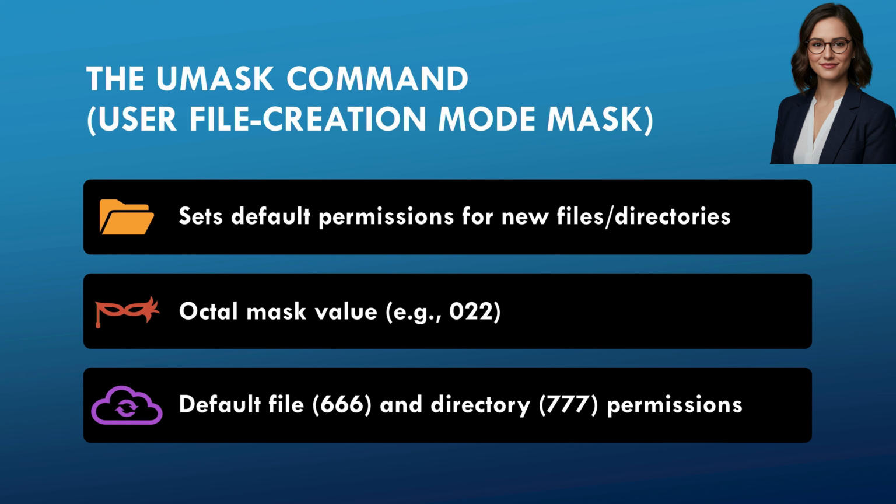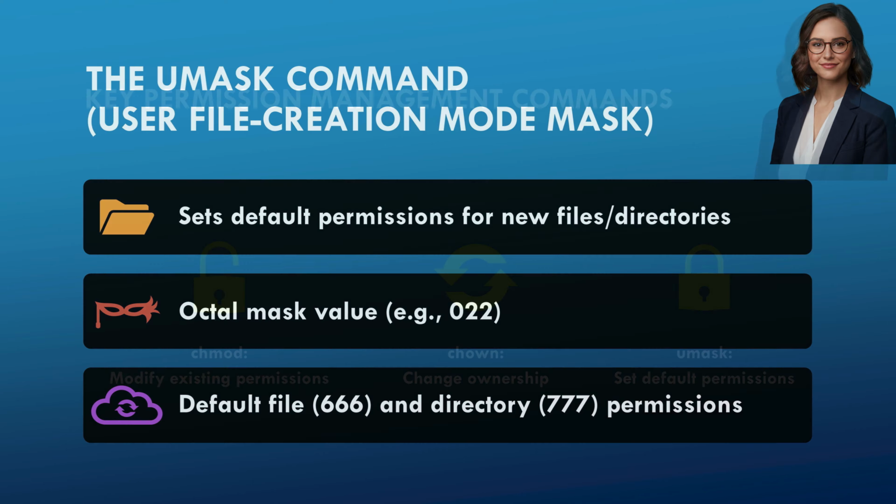The umask value is a 3-digit octal number. For example, a umask of 022 removes write permission for the group and others from the defaults, resulting in new files having 644 permissions and new directories having 755 permissions. You can view your current umask setting by simply typing umask in the terminal.